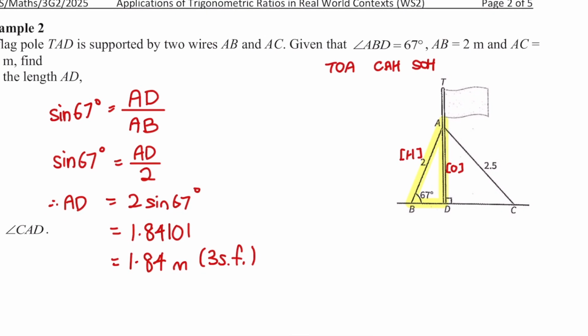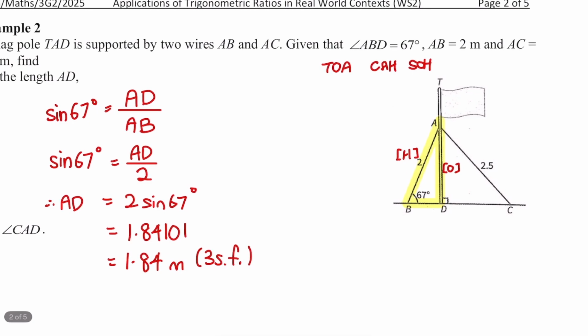Okay, next part. Find angle CAD. Now let me highlight the next triangle I need to look at. Angle CAD is this angle over here. It lies in this right angle triangle. So over here, I'll highlight this right angle triangle in green so I can visualize better. So I've identified that this is my right angled triangle. Based on this angle here, I highlight in a different color, blue. This angle over here, I want to find what this angle is.